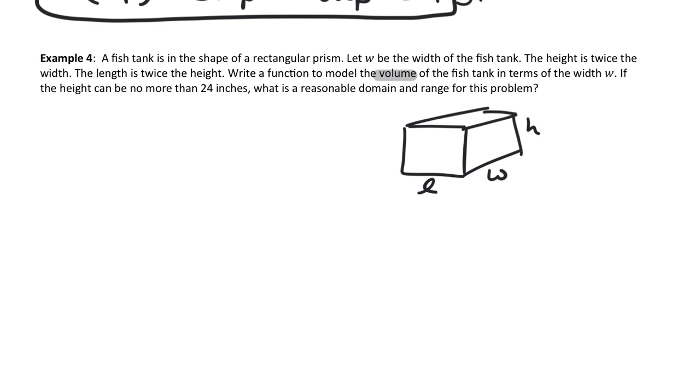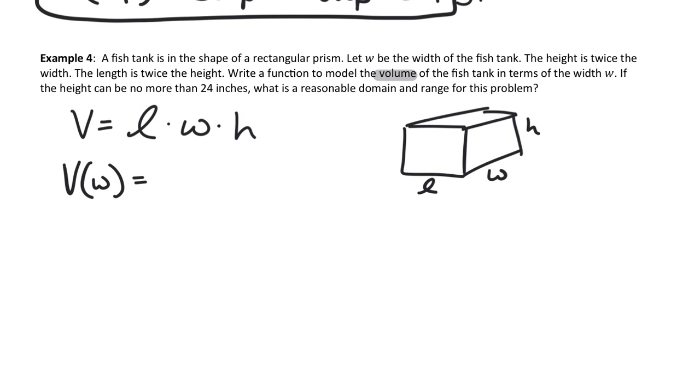That's volume. So typically when we find volume, we would just say whatever the length is multiplied by the width multiplied by the height. The problem is we have to write this entire function in terms of the width. So we need to get all of the letters to be W's. So we read the problem to see how to get this to be in terms of W. Volume in terms of W.